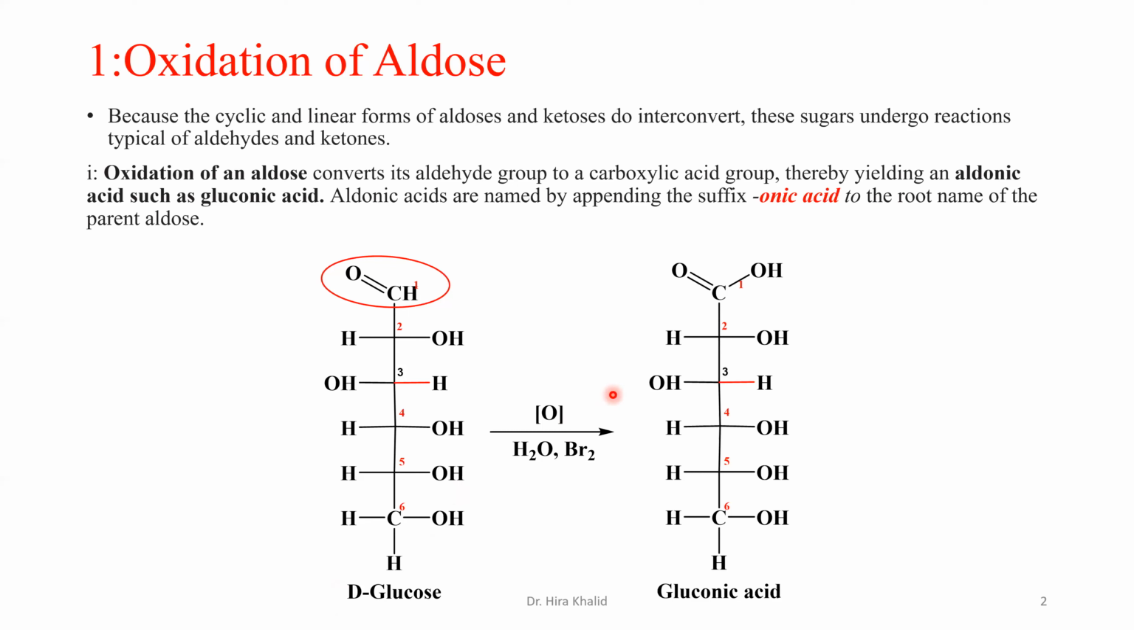Now, when that undergoes oxidation, this functionality is oxidized. So now this is the carboxylate side, which has converted from the aldehyde to the carboxylate side. So this is named as the gluconic acid. We are adding the onic acid suffix to the root name of that initial monosaccharide. So this is the gluconic acid.